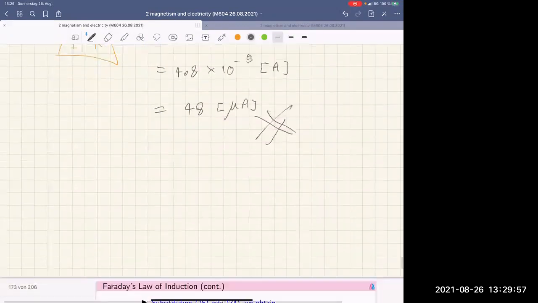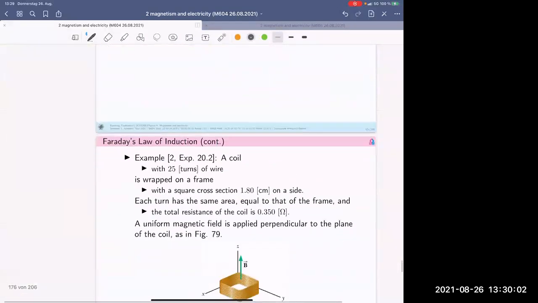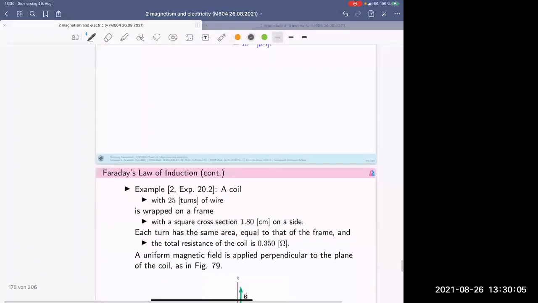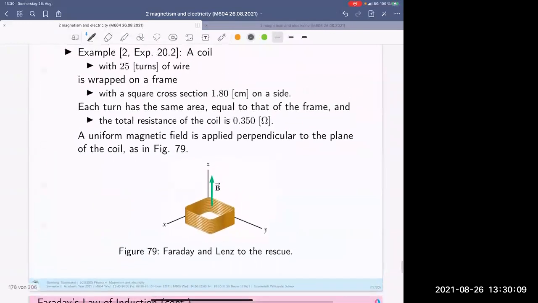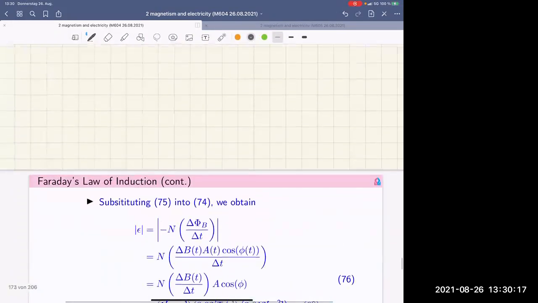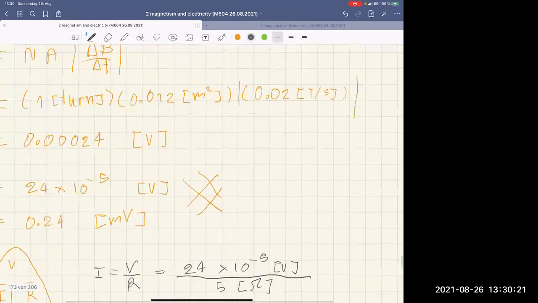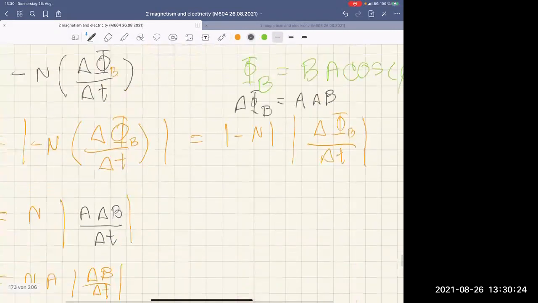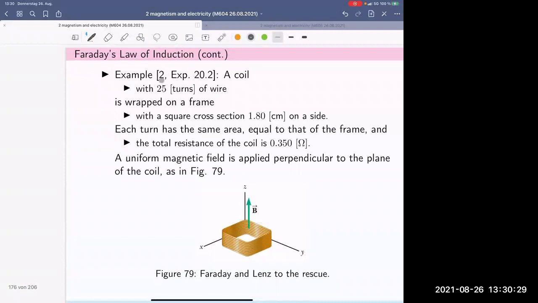I hope it's correct. We have finished the first example, and let's consider the second example. There are three cases. The first one is taken from a different book. The book number 1, this one, was the former problem, but right here we take the example from book number 2, example 20.2.